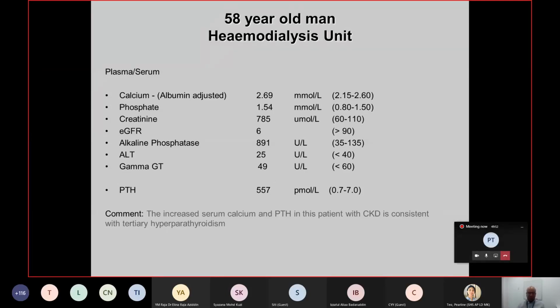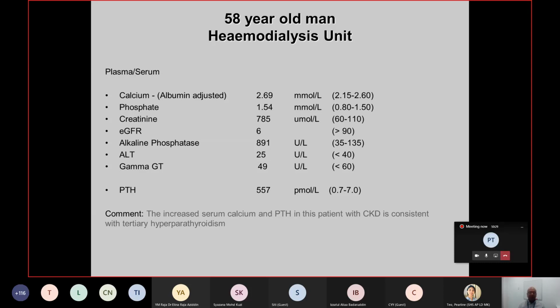So I just want to show you a typical CKD patient with hypercalcemia. PTH is very high. I mean, this sort of PTH is generally only seen in long-term dialysis patients. As you can see, the alkaline phosphatase is also very high, suggesting increased bone turnover. So the increased serum calcium and PTH in this patient with CKD is consistent with tertiary hyperparathyroidism. We don't generally comment on these patients.